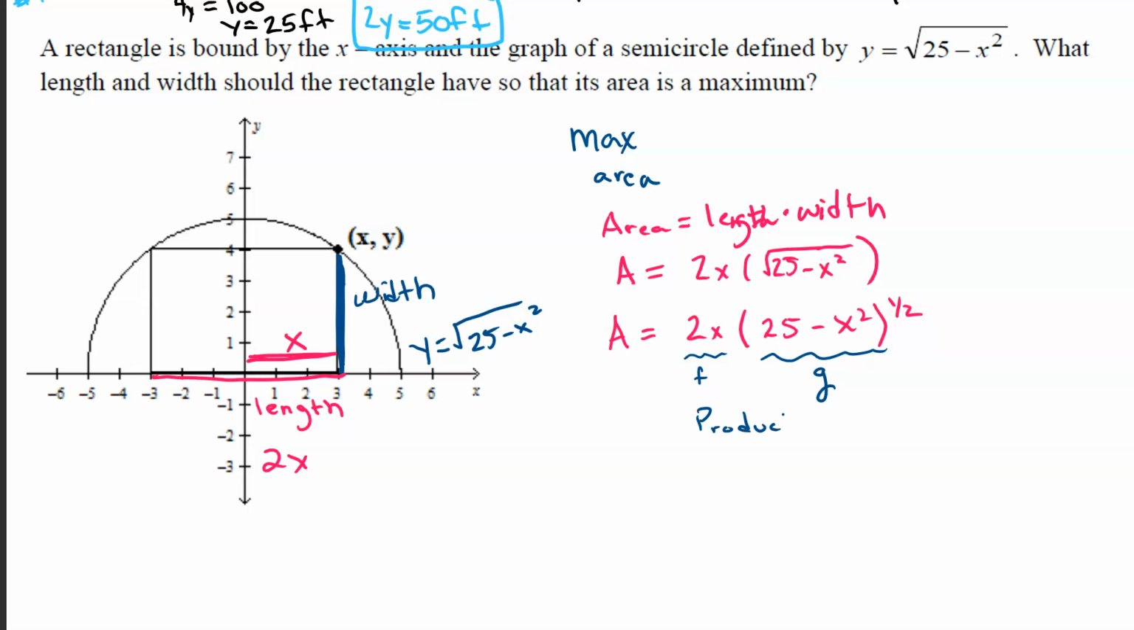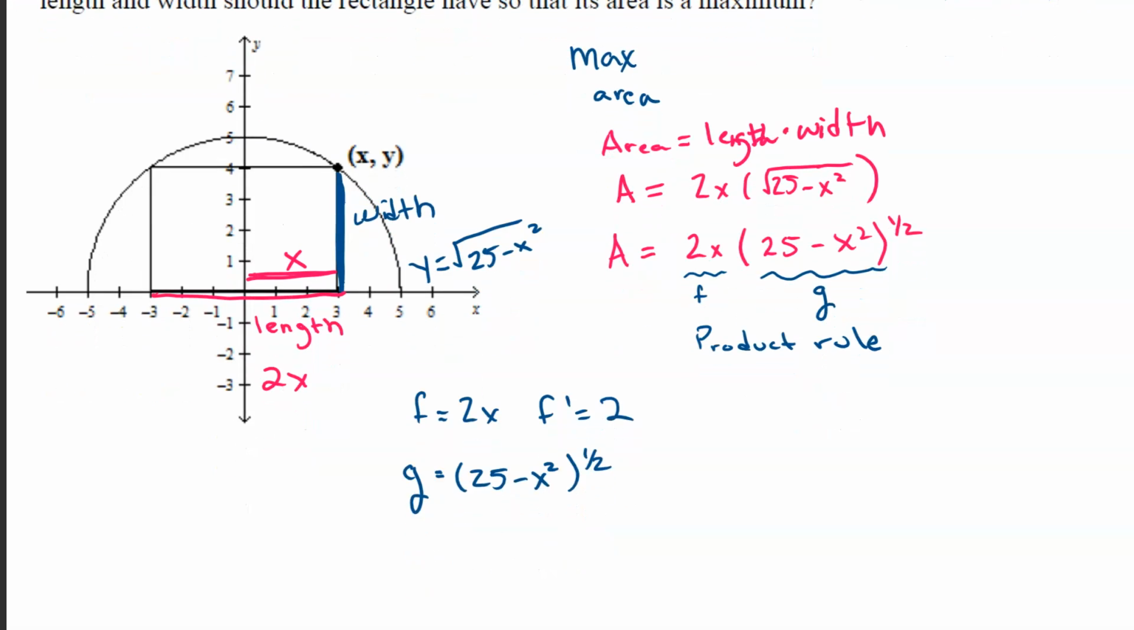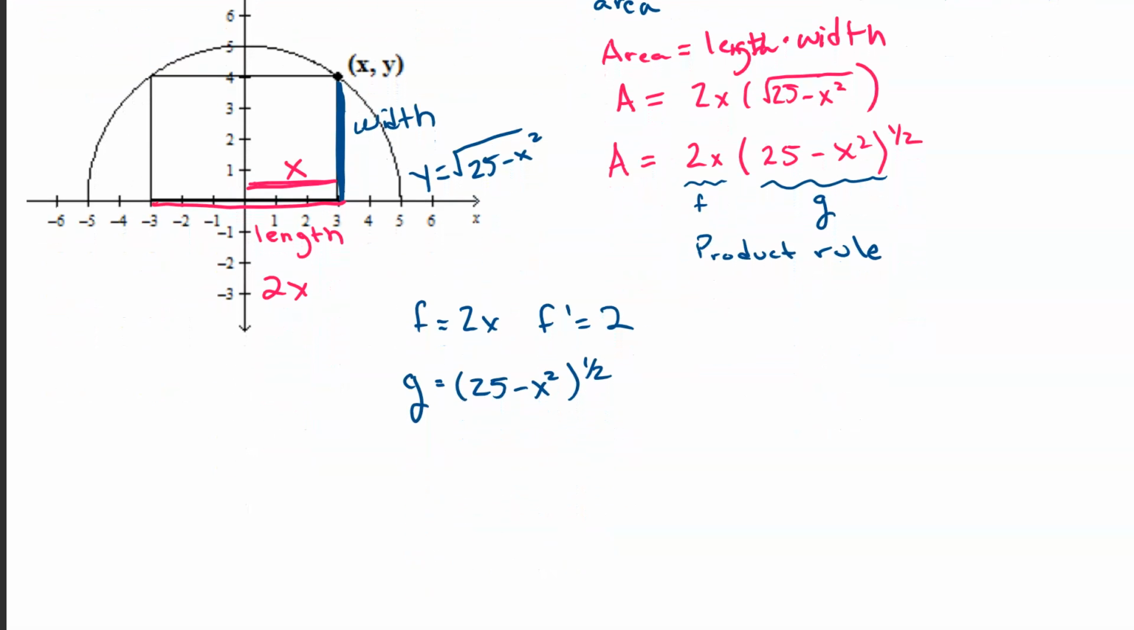And then once we get to the derivative of g, you're going to notice we have to use a different rule. So we've got f equals 2x. The derivative of f is 2. That one was fairly straightforward. g is equal to 25 minus x squared to the 1/2. Well, yikes, right? We've got an inside-outside happening here, so we have to use chain.